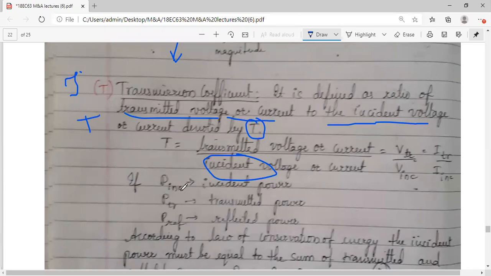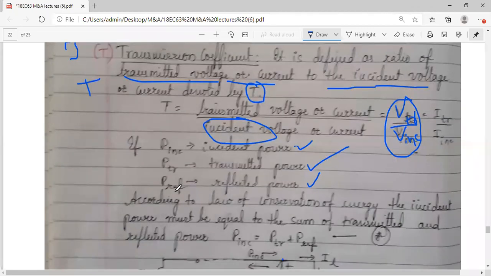Now we need to get the expression for this. I have written here, there is in the form of a ratio. If you are taking voltage, transmitted voltage divided by incident. VINC indicates incident, TR indicates transmitted, either V or I. Now suppose in terms of powers, PINC is the incident power, PTR is the transmitted power, PREF is the reflected power, not reference, reflected power.